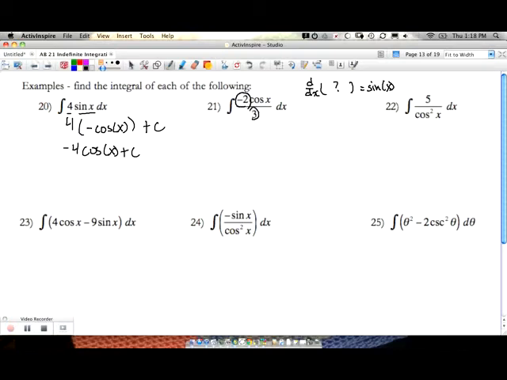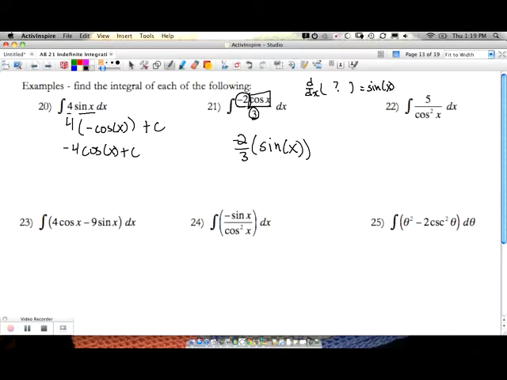This next one, I see two constants here, one in the numerator, one in the denominator. I can put those into one combined fraction, negative 2/3. Then we have to think about the antiderivative of cosine. The derivative of sine is cosine, so the antiderivative of cosine is sine. It's that easy, sine of x.